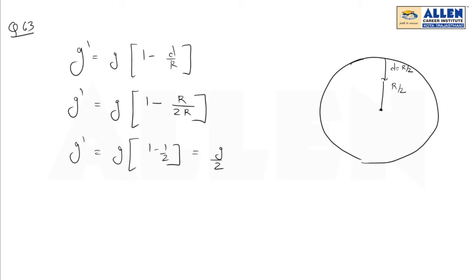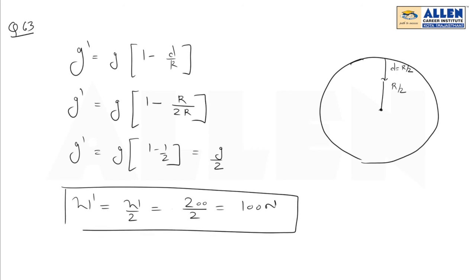So if we calculate the value of w dash, it is equal to the original weight upon 2, because the value of acceleration due to gravity is equal to g by 2. So original weight is 200 upon 2, it is equal to 100 newton. So the right answer is 100 newton.